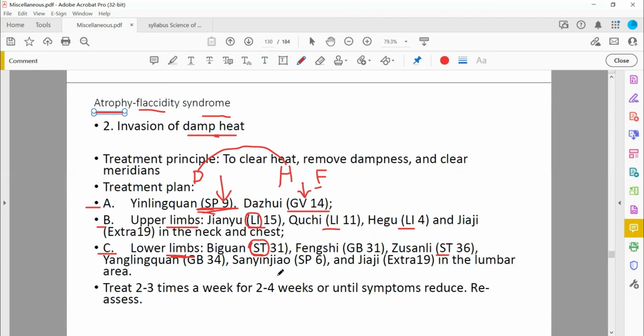There could be a question asking why we use large intestine points and stomach points. The answer is because Yang Ming meridians are full of qi and blood, and for atrophy syndrome we prefer the meridians full of qi and blood. Okay.